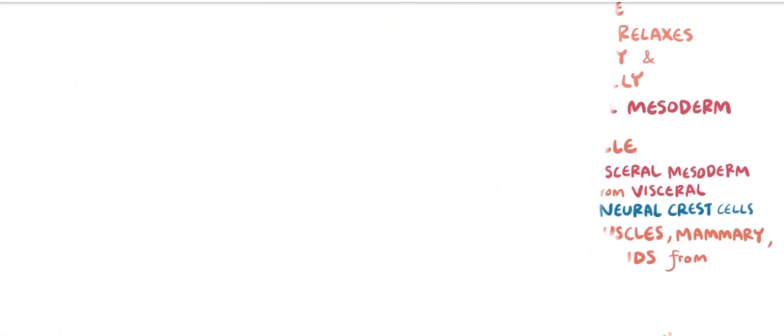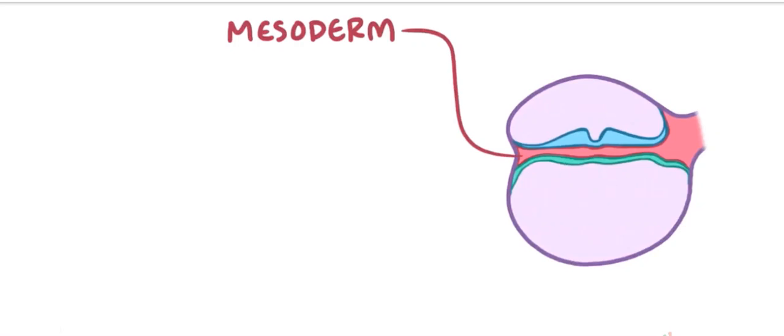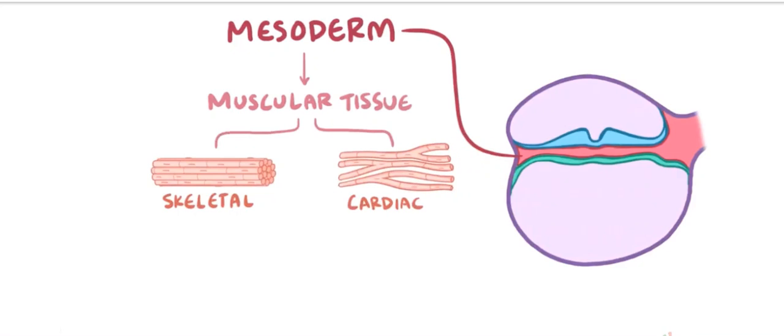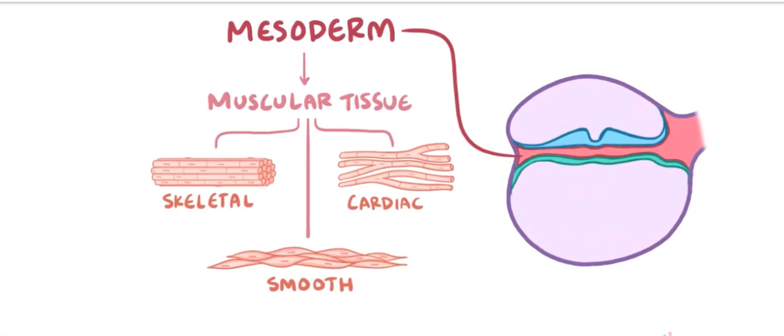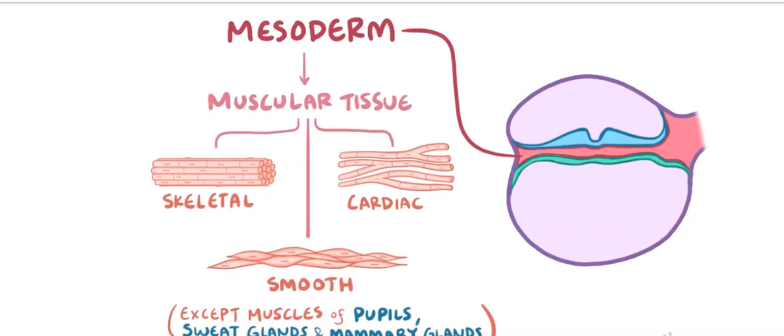Alright, as a quick recap. During development, mesoderm cells differentiate into the majority of the body's muscular tissues, forming the skeletal and cardiac muscle, and most of the smooth muscle. The only muscles that don't arise from the mesoderm are the smooth muscles of the pupils and the sweat and mammary glands, which instead arise from ectoderm.